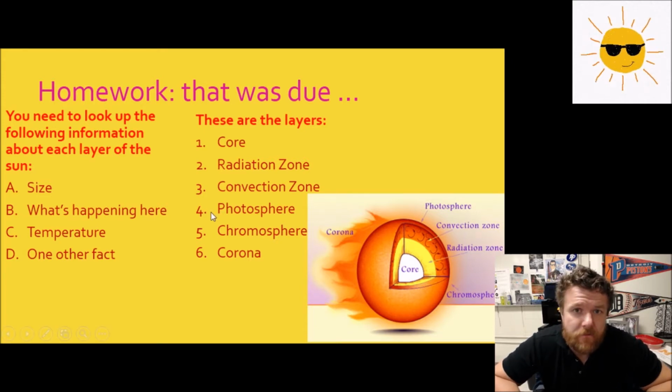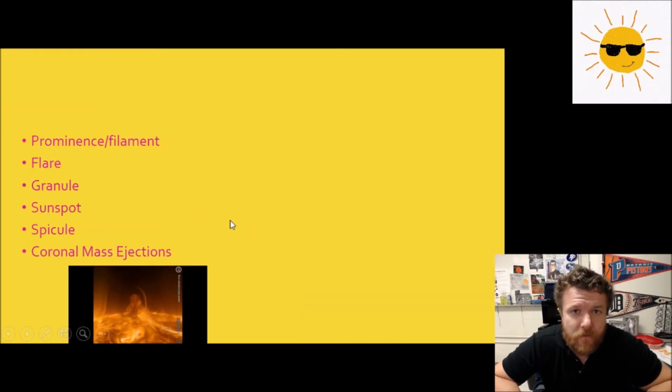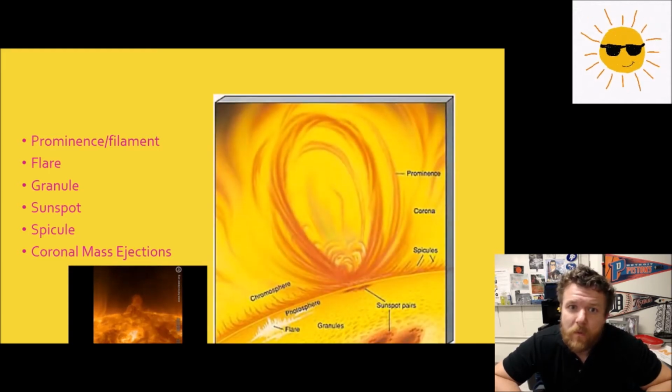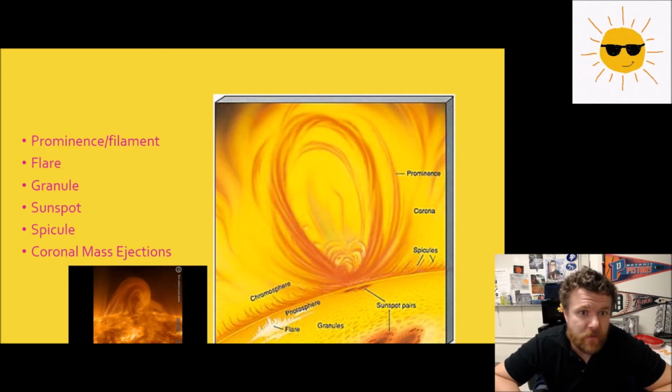On the surface, the photosphere, what is going on? There are a few different things that happen that you're going to need to know about. A prominence, a flare, a granule, a sunspot, a spicule, and a CME, a coronal mass ejection. What I want you to do is take a look at this picture, and I want you to hypothesize what you think each one of these words means.